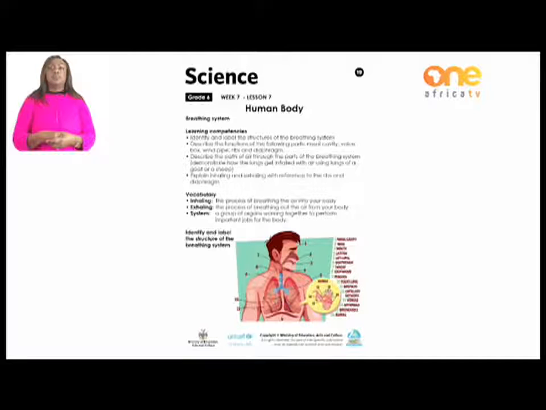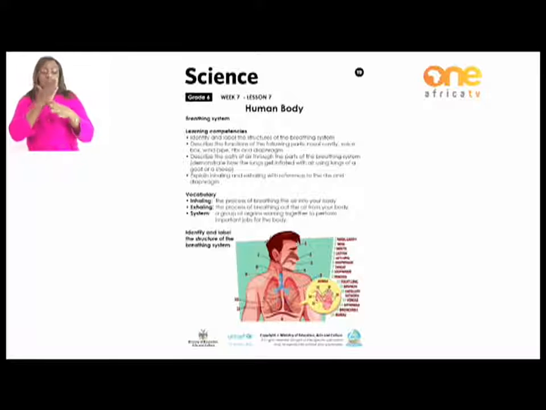Let's get started. We say that our first competency is to identify and label the structure of the breathing system. So our bodies are made up of different parts, but those body parts don't belong to a certain system. They belong to various systems. So for today, we are going to learn which parts belong to the breathing system and where are they situated in our bodies.